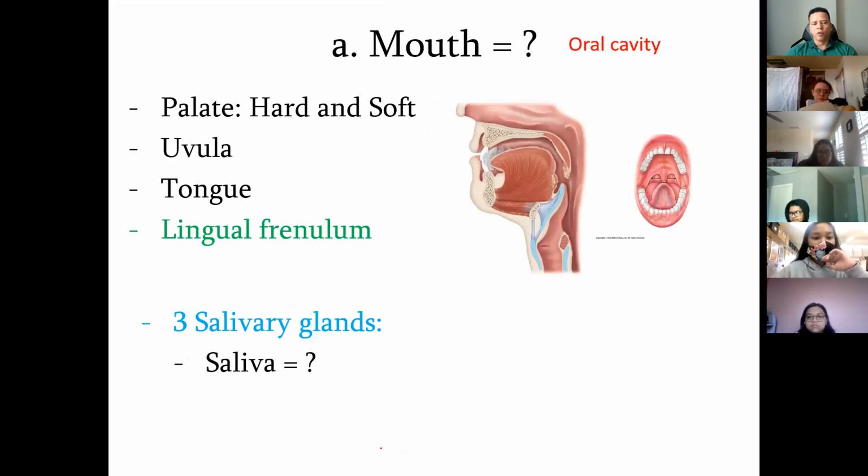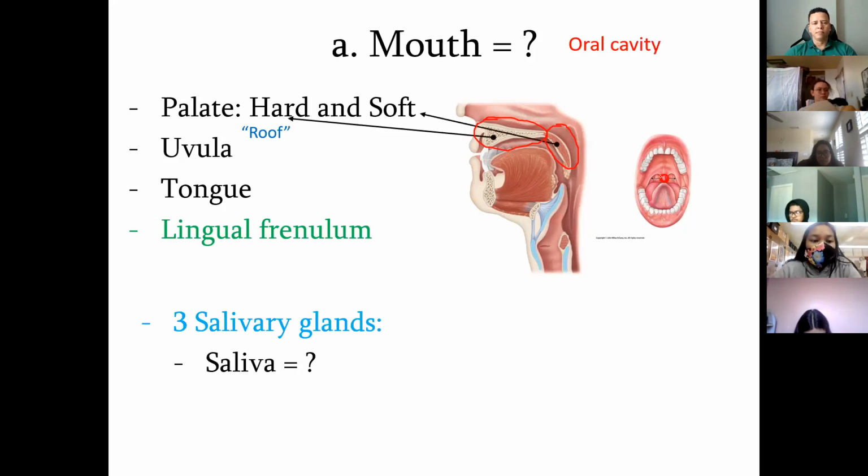On the roof of our mouth, we're going to find a hard palate and a soft palate. The hard palate is found in the front of the oral cavity and is made up of bony tissue, while on the back of the oral cavity, we're going to find a soft palate. Okay. All the way in the back of the oral cavity, we find this structure right here. This is what we call the uvula, which assists with guiding the food down into the oral pharynx.